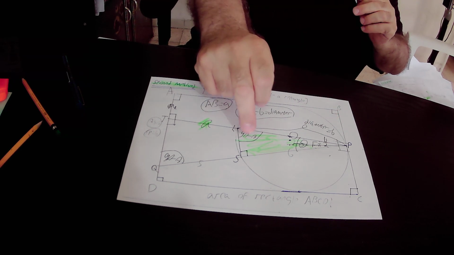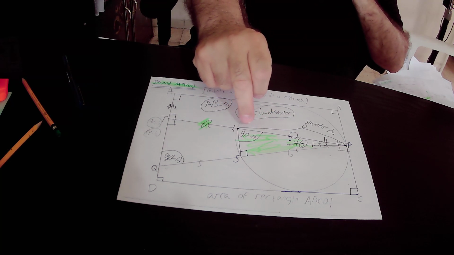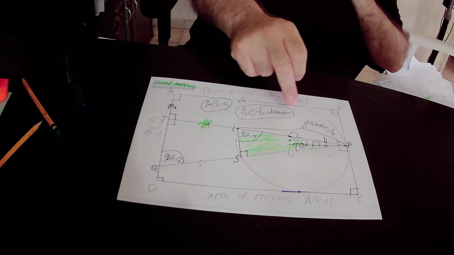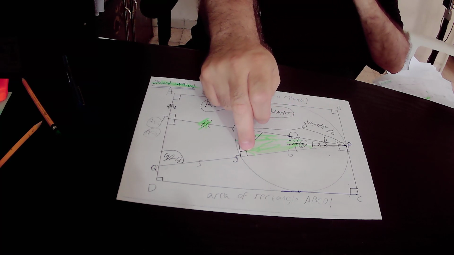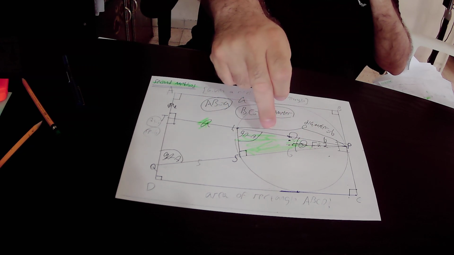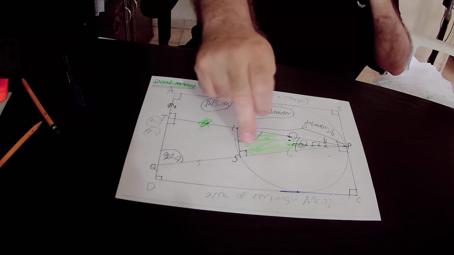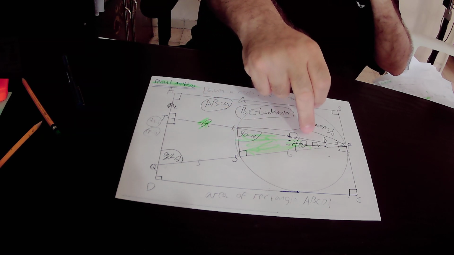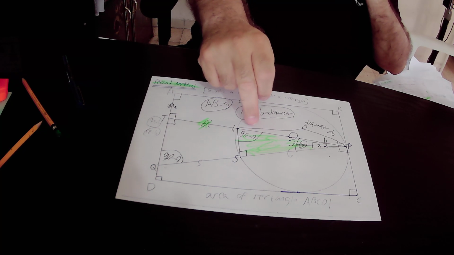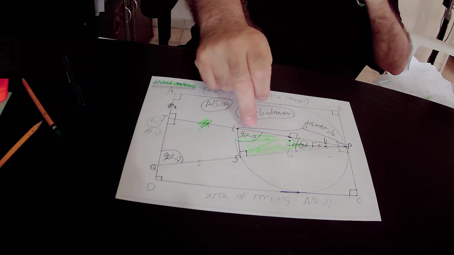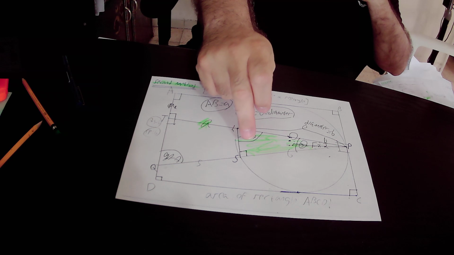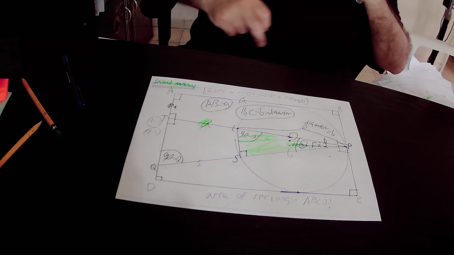By joining points L and S together, we created peripheral angle LSP. Peripheral angle LSP rests on LP, that is the diameter of the circle, therefore it is equal to 90 degrees according to rule number 5. So we define this angle as theta. So in the green triangle LSP, this angle equals 90 degrees, this angle equals theta, so this angle must be equal to 90 degrees minus theta. Why? Because 90 degrees minus theta plus theta is 90 degrees, and 90 degrees plus 90 degrees is 180 degrees.